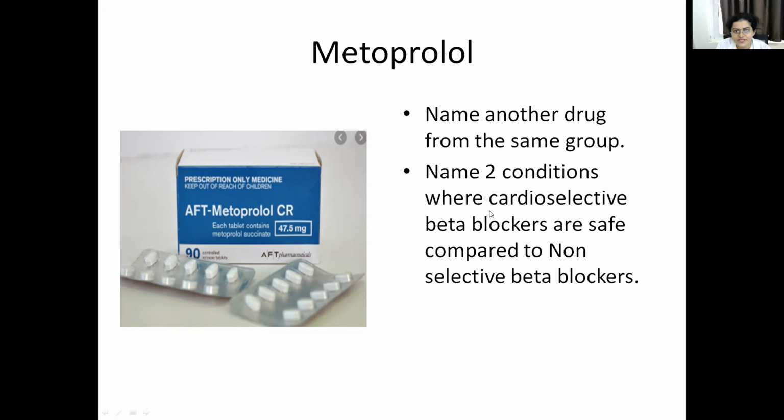Then mention two conditions where these cardioselectives are safe compared to non-selective ones. Non-selective means propranolol, oxprenolol, nadolol. These are the non-selective ones. So what are the two conditions where cardioselectives are preferred? That is in case of asthma, and also in case of diabetes.